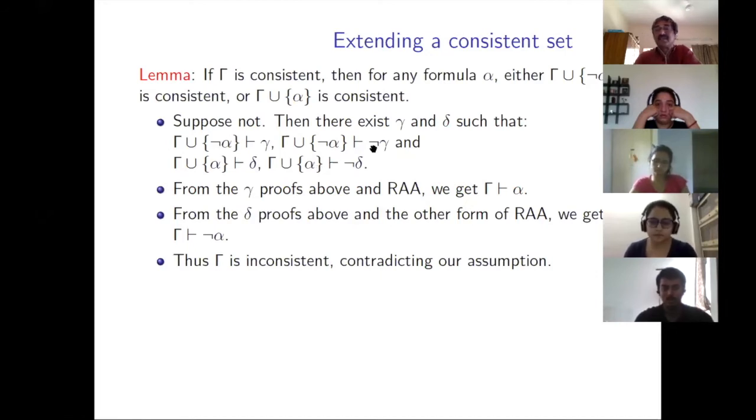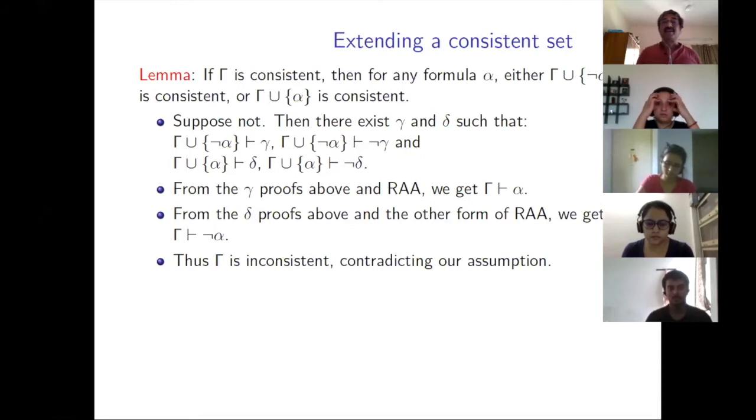Do you see this? Because pushing this, I will get not alpha implies gamma, not alpha implies not gamma, exactly like we did all these RAA proofs. So I'll get alpha. What about here? From the delta proofs, I'll get alpha implies delta, alpha implies not delta. And now the second form of RAA, I can get not alpha. So I get gamma derives alpha, gamma derives negation alpha, so gamma is inconsistent, contradicting our assumptions. That's why I proved the second form of RAA also.